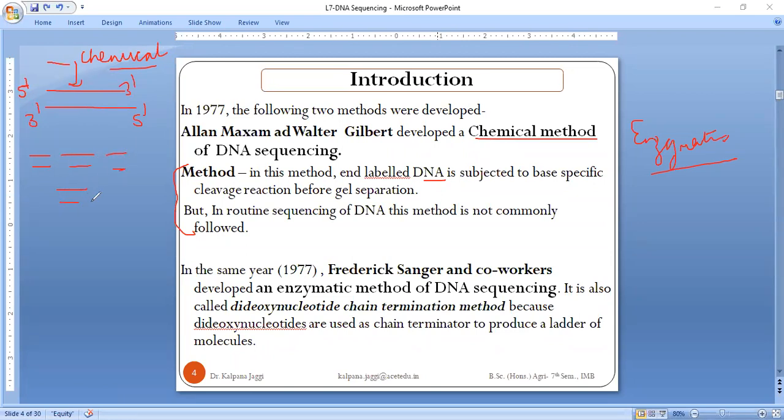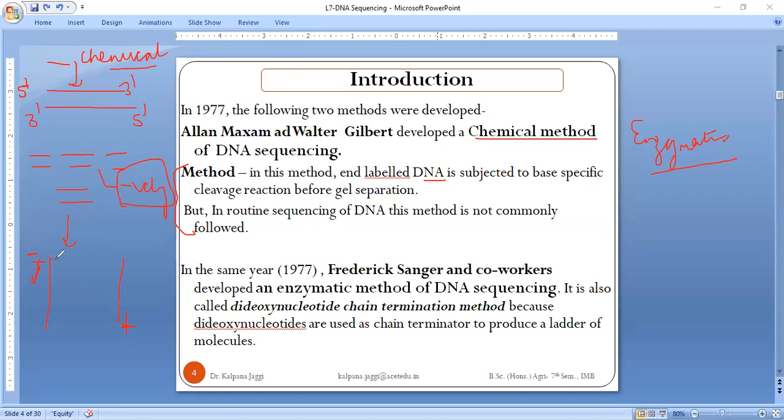All those fragments will be allowed to run through the gel. Since we are familiar that DNA is negatively charged, when they are placed in the gel and the electric current is given, they are to be loaded at the negative end, because they are negatively charged. So obviously they are going to run towards the opposite charge, that is, the positive electrode.